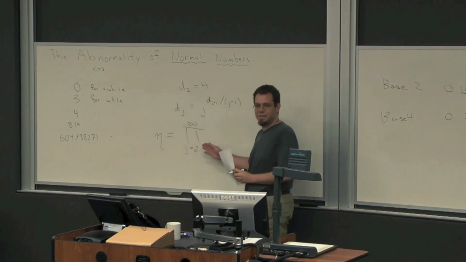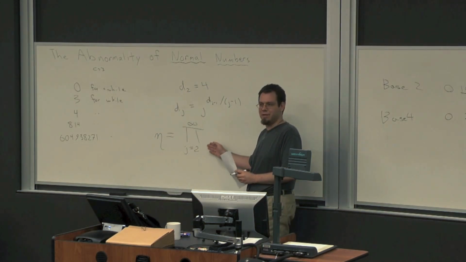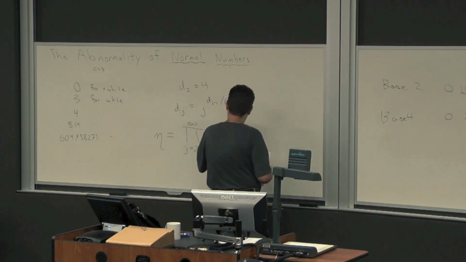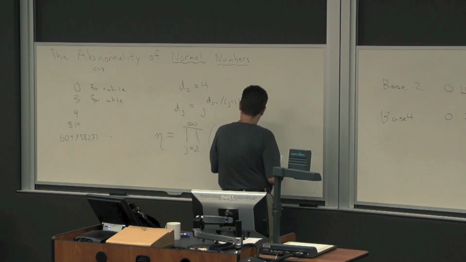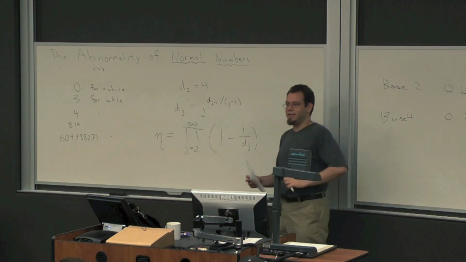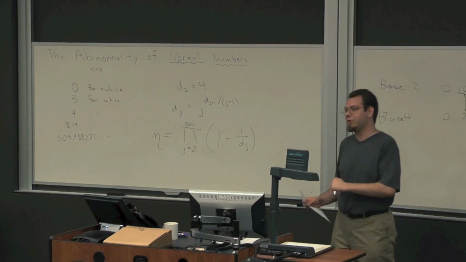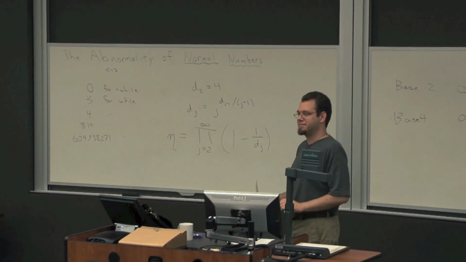For those of you who haven't seen it, this is product notation in the same way that a big sigma is sum notation. This is an irrational number. It is transcendental. It is not normal to any integer base.